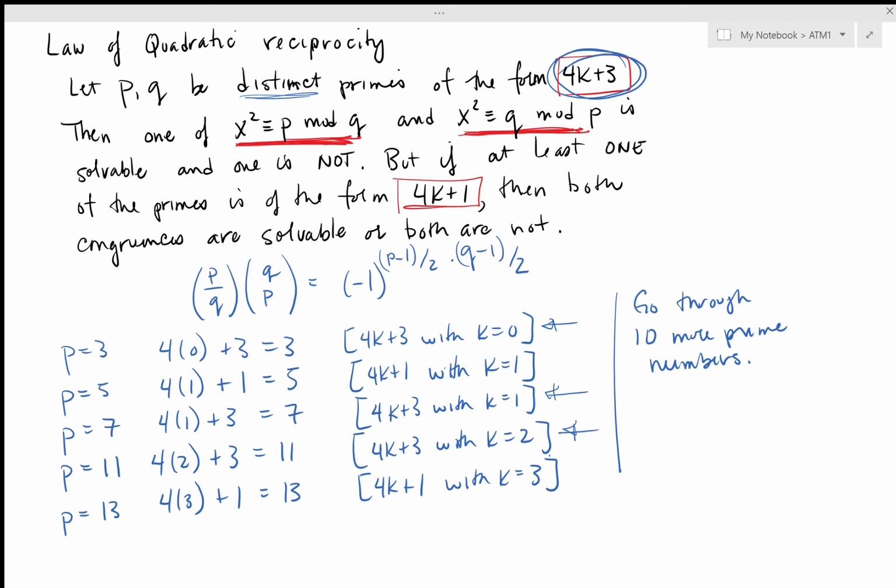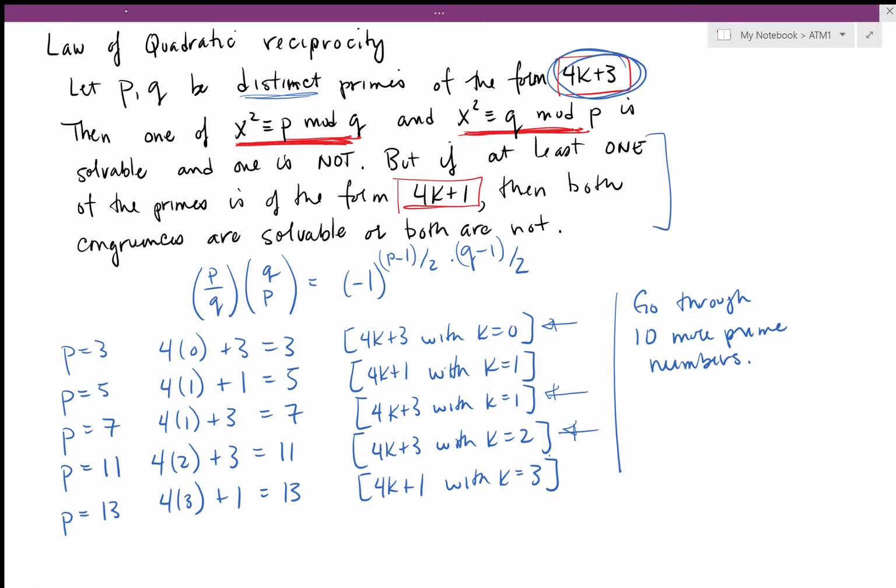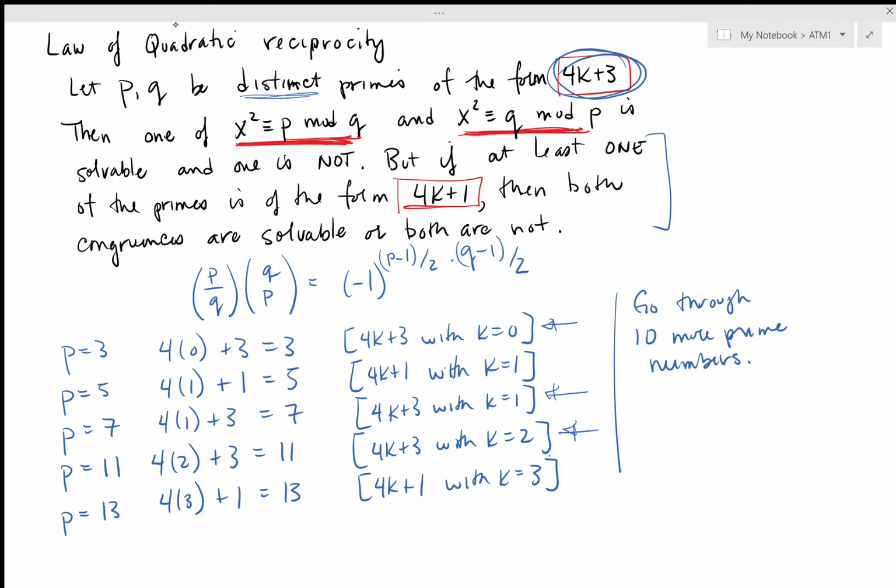Okay, but then here, in the second statement, if at least one of the primes is of the form 4k plus 1, so if one of the prime numbers happens to be 5, for example, then there's two possibilities. I'll be able to solve both of the congruences, or I'll be able to solve neither of the two congruences. So that's what this law is telling us. We are not going to prove this, unfortunately.